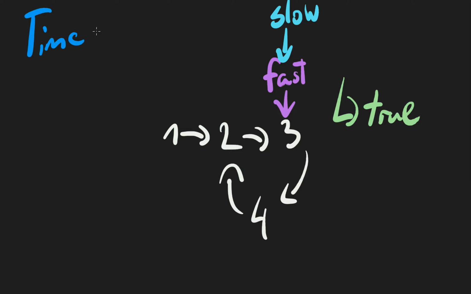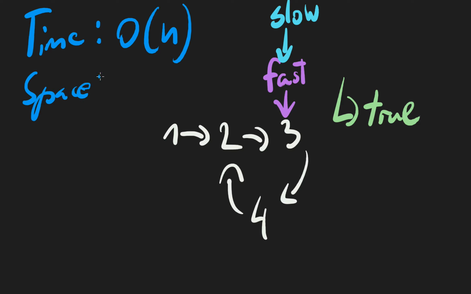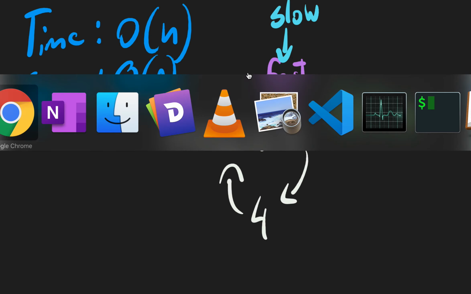Time complexity is O(n). We're traversing every node. Space complexity is actually much better than the previous solution. It's O(1). We have just a couple of pointers. Now pause this video and try to code up the solution yourself. Okay, let's do it together.